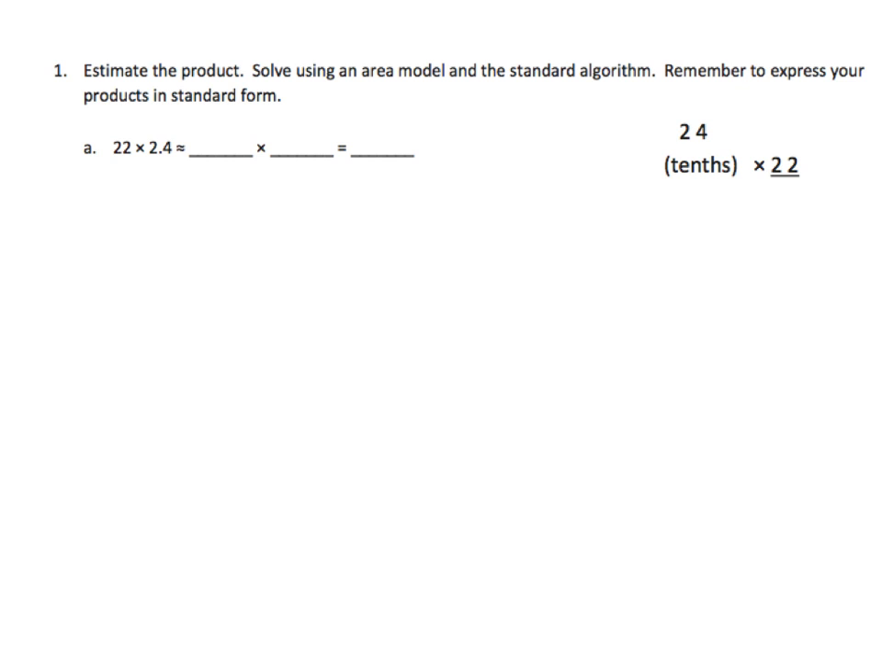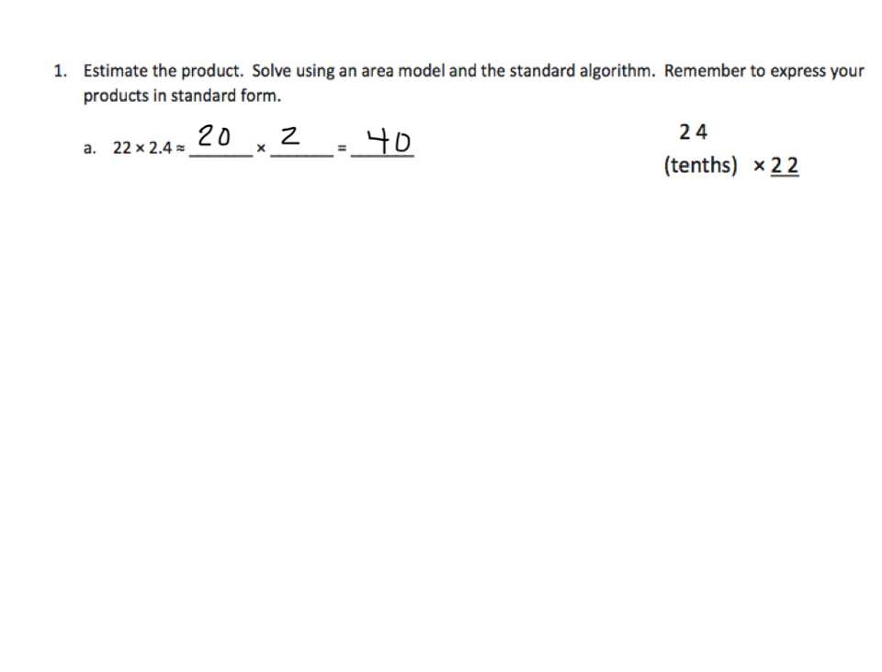The first thing we need to do is do our estimate. And remember, we round each of these numbers to their greatest place. The greatest place of 22 is the tens place, so we're going to round it to 20. And 2 and 4 tenths, the greatest place is the ones place, and we'll round that to 2. We now find the product of those two rounded numbers, and we get 40. Notice that in each case, we rounded down somewhat, so we know that our answer is going to be greater than 40.